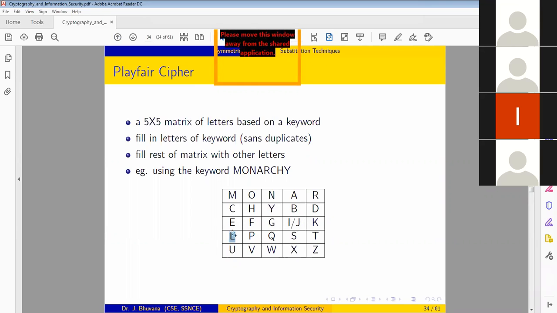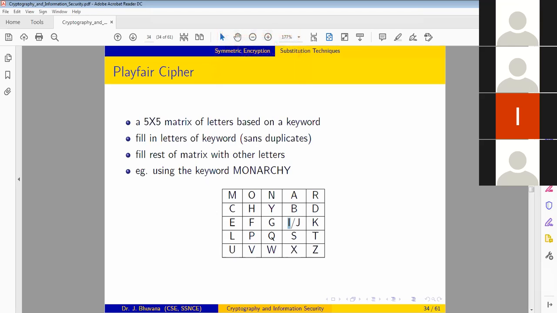If you draw a rectangle between E and S, you will end up with L at one corner and I and J at another corner. So S will be replaced by L and E will be replaced by I. In the same way, I found the replacement characters from the table.